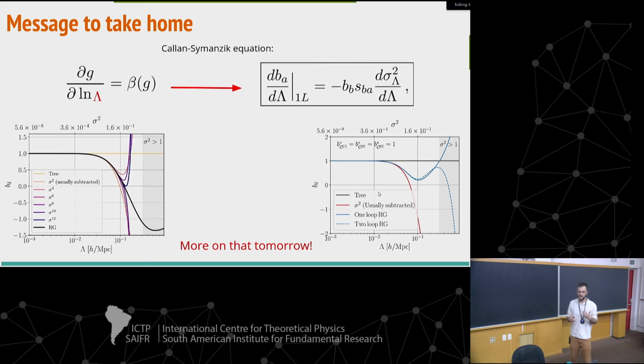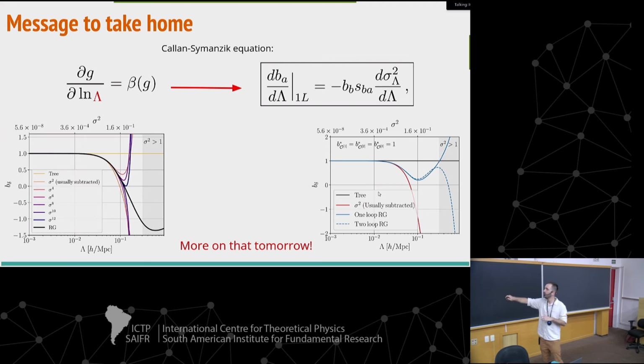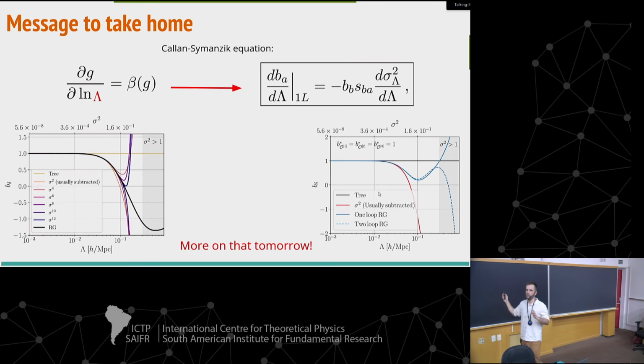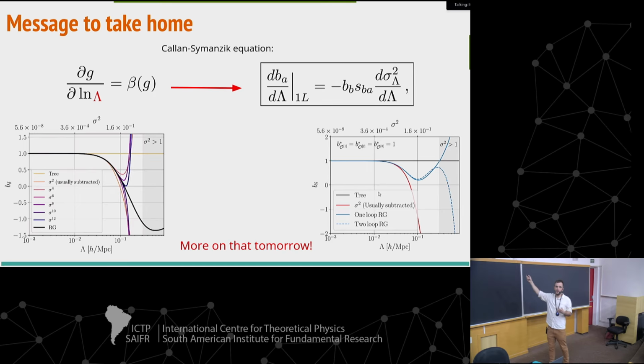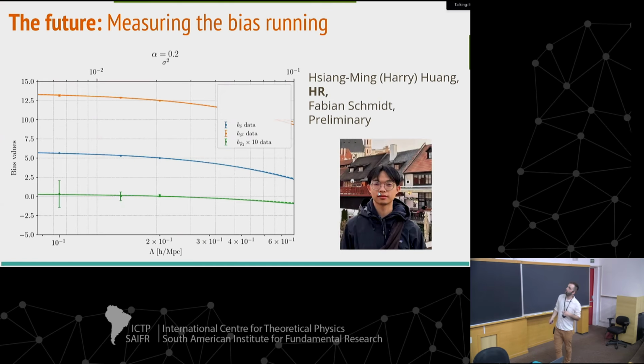And this part that sticks to the higher two loop RG is actually small compared to the one loop RG part. So again, more on that tomorrow, just to flash the result. So we have this equation, and the question is, does it work? And this is something I've been working on.